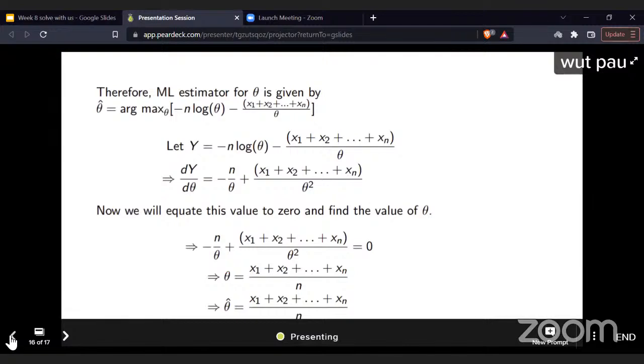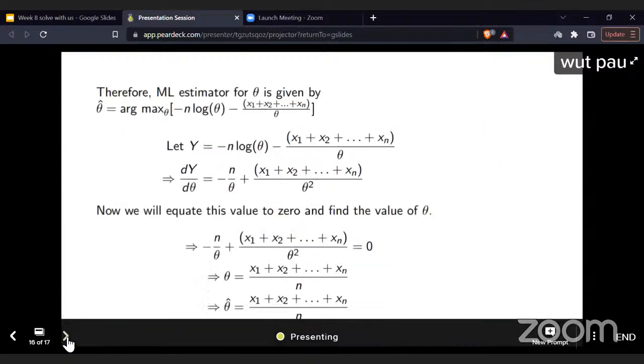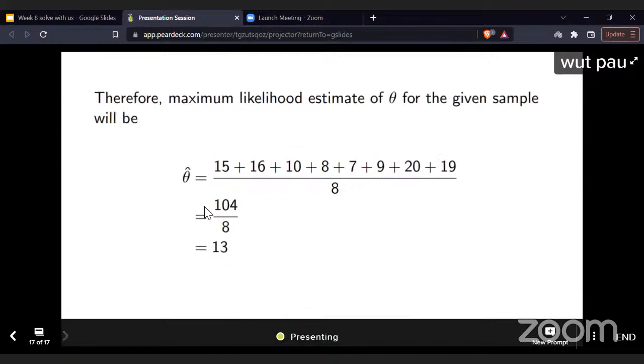Now we know the sample values. The sample values are 15, 16, 10, 8, 9, 20, 19. You just have to add all these and find the sample mean, and that will come out to be 13.